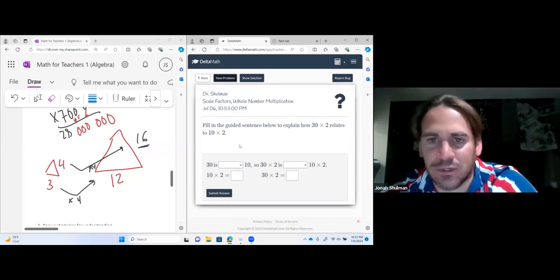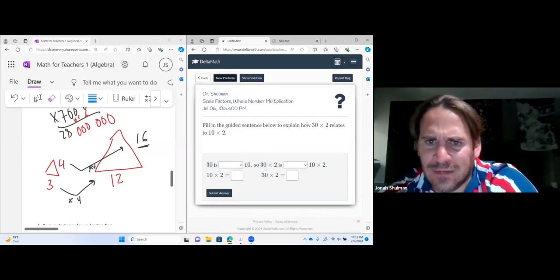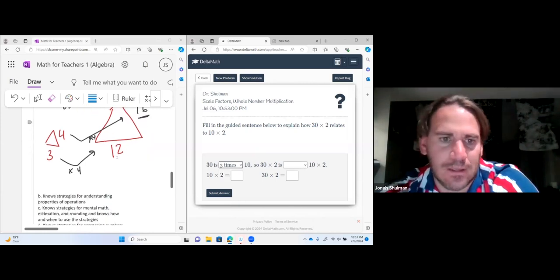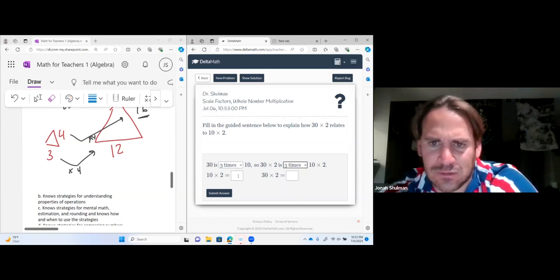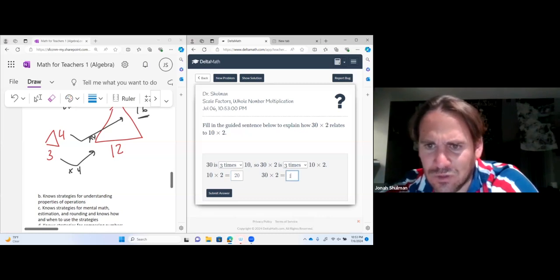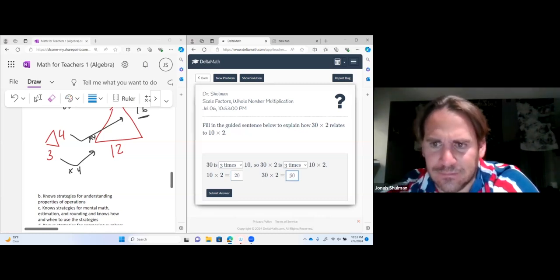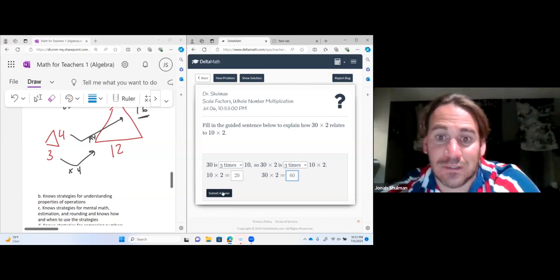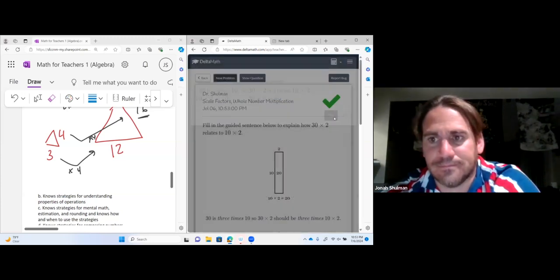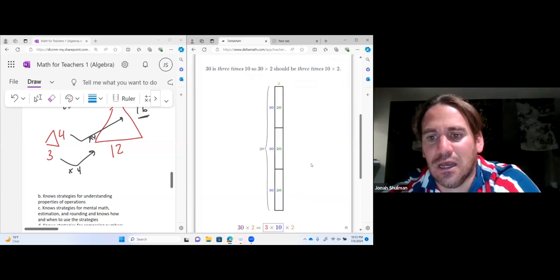New problem. Okay, so here we go. 30 times 2 relates to 10 times 2. 30 is 3 times 10. Okay. And 30 times 2 is 3 times 10 times 2. 10 times 2 is 20. And 30 times 2 is 60. And what is 20 times 3? 60. That's what they mean by the scale factor. Ta-da!